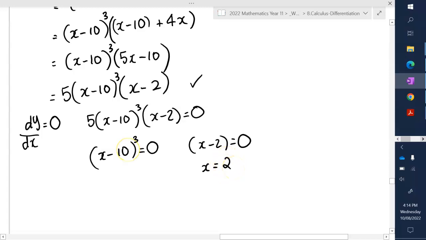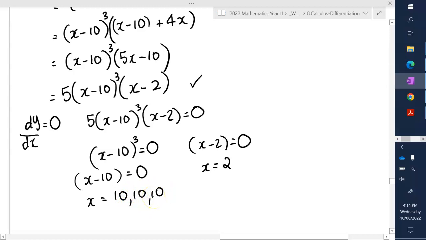And on this side, what we've got is (x - 10) to the power of 3. So we actually have 3 brackets of x - 10. x - 10 is happening 3 times. I'm going to write it down once. And what we've got is x is equal to 10, when x is equal to 10, and x is equal to 10. So we have it happening 3 times.